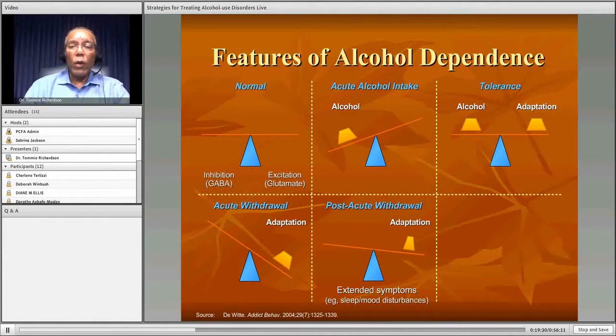And then what we call the post-acute withdrawal symptoms happen, and this can happen months after a person has stopped drinking. As you can see, the extended symptoms are still there. They have difficulty with sleep, mood disturbances, and etc. So that's when medications come into play to bring the brain back into balance.